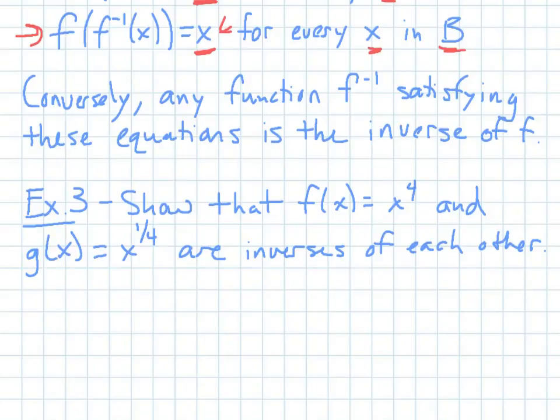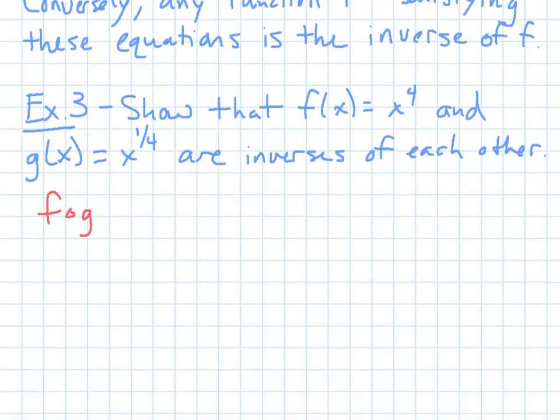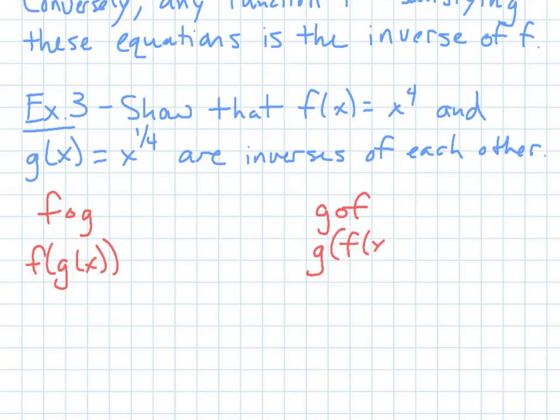So, for example 3, it says show that f of x equals x to the 4th and g of x equals x to the 1/4 power are inverses of each other. Okay, so we want to show those two functions are inverses, so we need to do f of g and we need to do g of f. Okay, so remember that's f of g of x, and this is g of f of x. So if we can get them both to equal x, then we've proven our point. If one of them does not equal x, then they're not inverses. Okay?